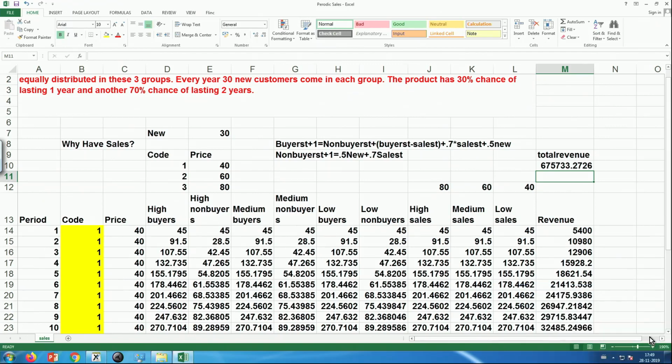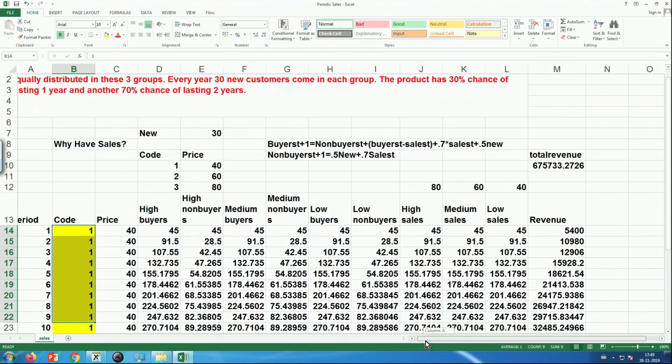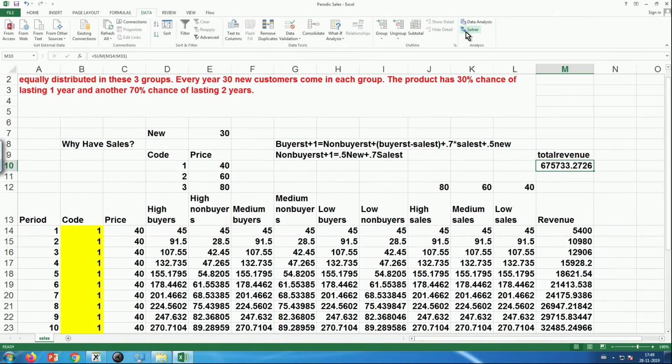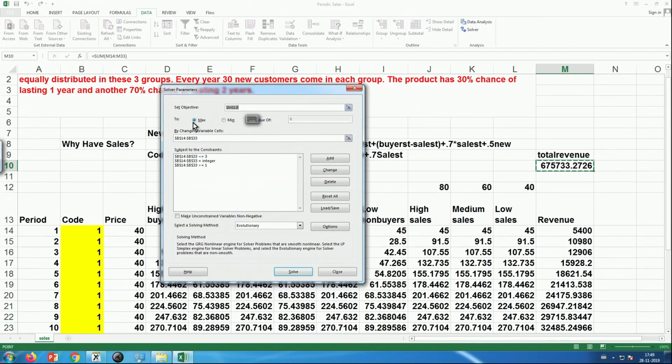Now, if this is my situation, then my job is to maximize this total revenue by changing what? By changing this pricing. And I am saying that these pricing codes are 1, 2 or 3, either high price, medium price or low price, and I will try to maximize this. So, what do I do for that? I go to data, I click on solver, just check what you have written: maximize M10 by changing B14 to B33, that means this particular column, where B14 to B33 are between 1 and 3 and they are integers, and I am using evolutionary and I am solving it.